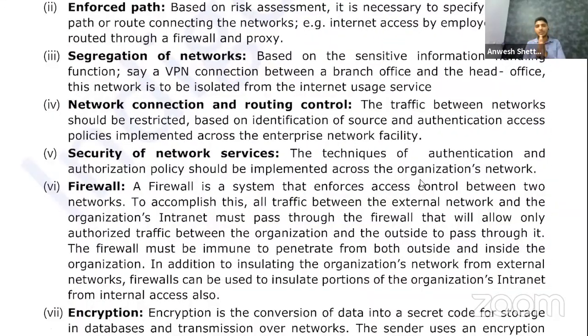Next one is segregation of network. Again, segregation of network, same way. So a communication could be private communication, or it could be general communication. General communication could be normal emails saying that we have not received the files, we have not received this. This is all private, public. Then there can be sensitive communications.